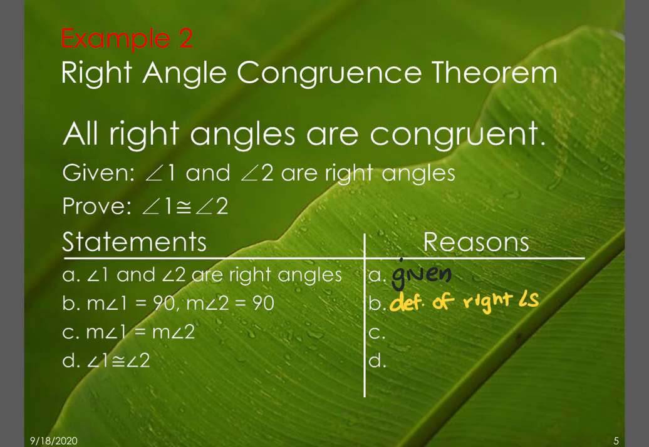Transitive. Okay, and again, if you had put substitution, I would have given it to you. And if they are equal, they are congruent is... Congruent. And you could literally put definition of congruence. You could put definition of congruent angles. Either of those would be fine.